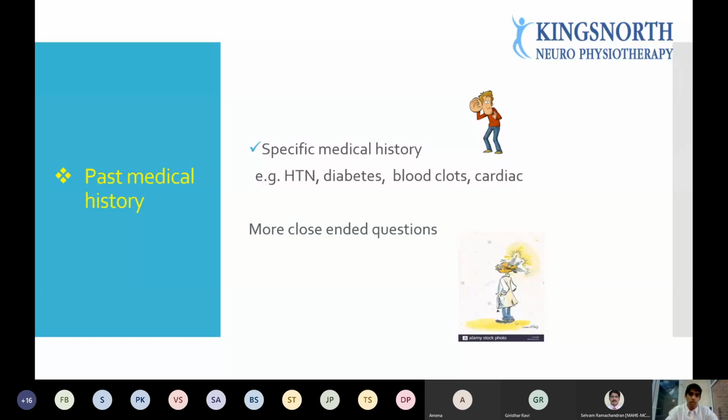The next one is specific medical history. We are looking at other problems, existing comorbidities: hypertension, diabetes, blood clots, cardiac issues. These all can contribute to their symptoms, and sometimes they can be red flags, which means we are not supposed to do the rehab unless they get that resolved. Then we can start thinking about more closed-ended questions here. This is another prompt where you can start asking more closed-ended questions.